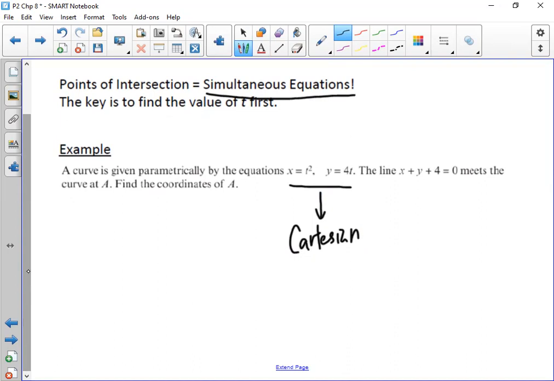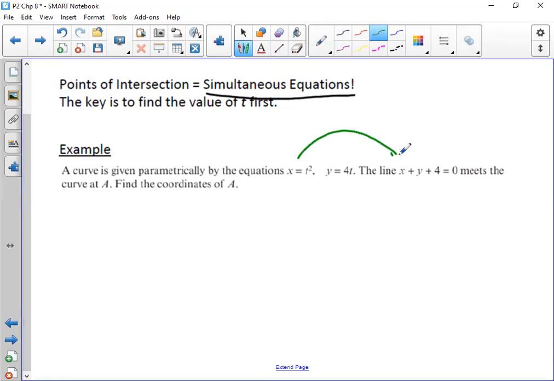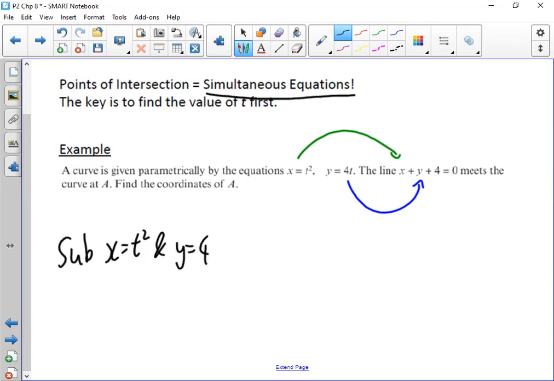But do we have to actually? No, what we can do is, we can do that, or we can find a Cartesian equation and do simultaneous equation. However, the quicker way would have been actually, now I think about it again, why don't we substitute the x into here and the y in there? It'll be much quicker. So simultaneous equations, we're going to substitute x equals t squared and y equals 4t into x plus y plus 4 equals 0.